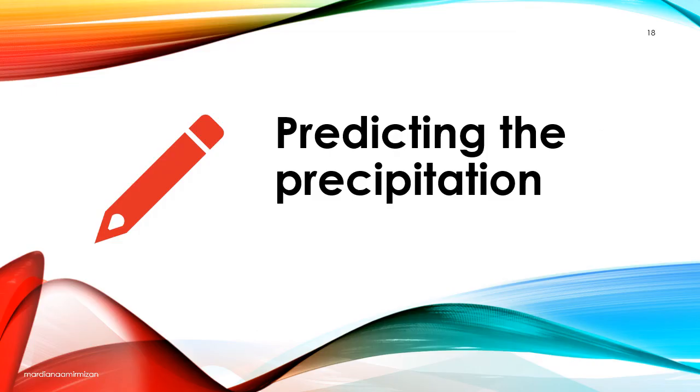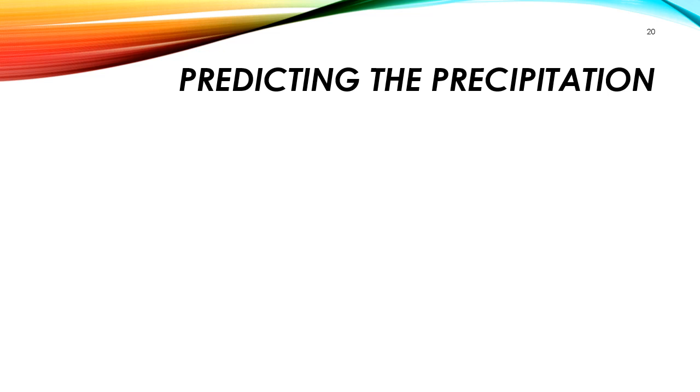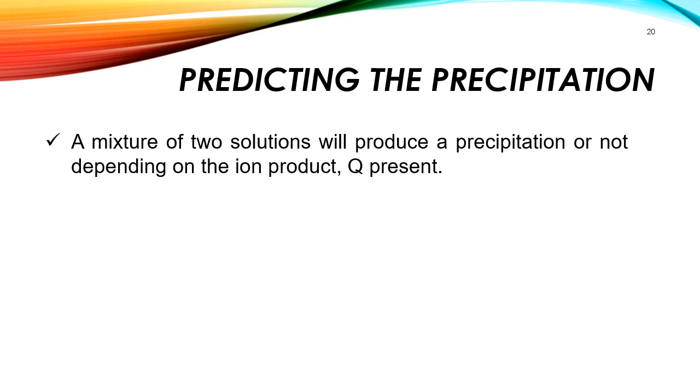Now, let's discuss how to predict the precipitation for the soluble salt solution. Precipitation reactions occur when cations and anions in aqueous solution combine to form an insoluble ionic solid that is called a precipitate. A mixture of two solutions will produce a precipitation or not depending on the ion product Q present.